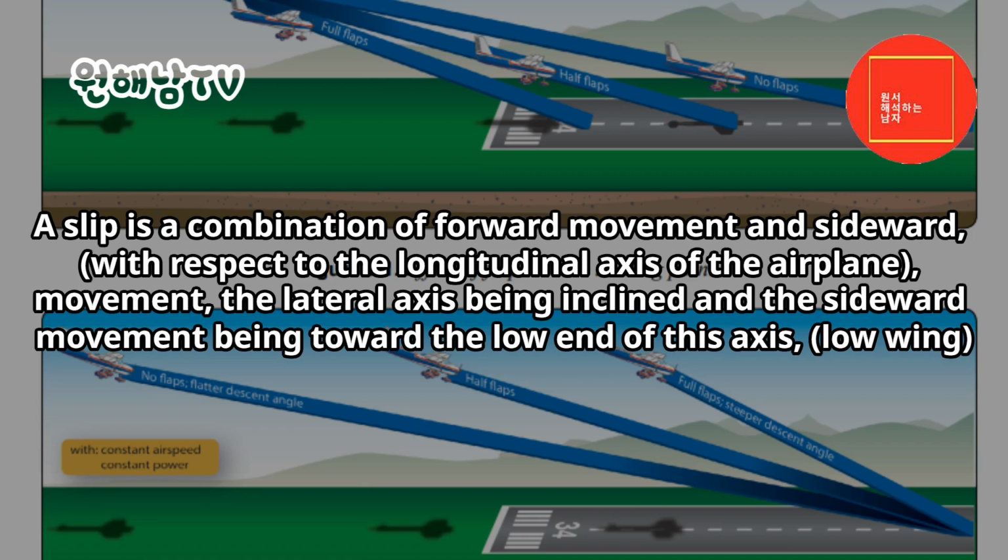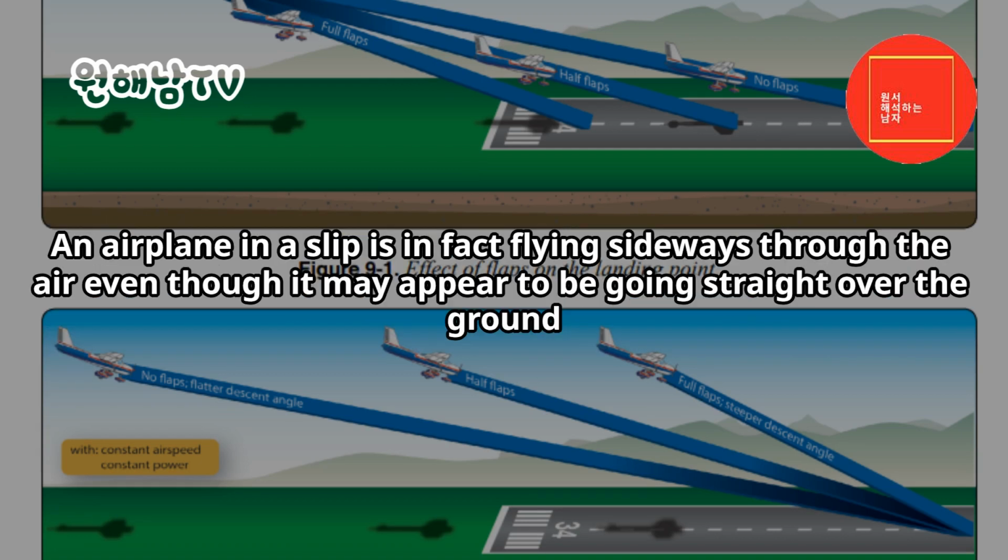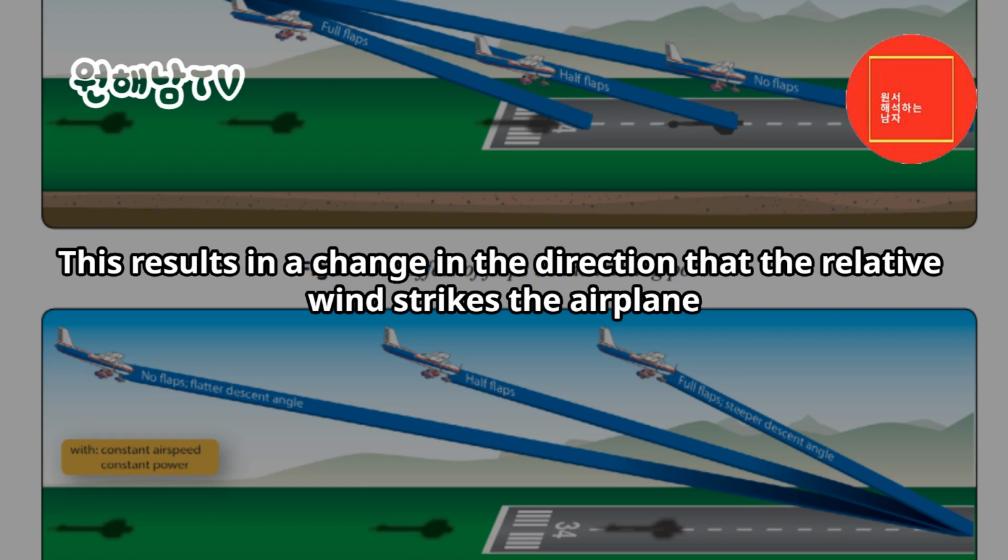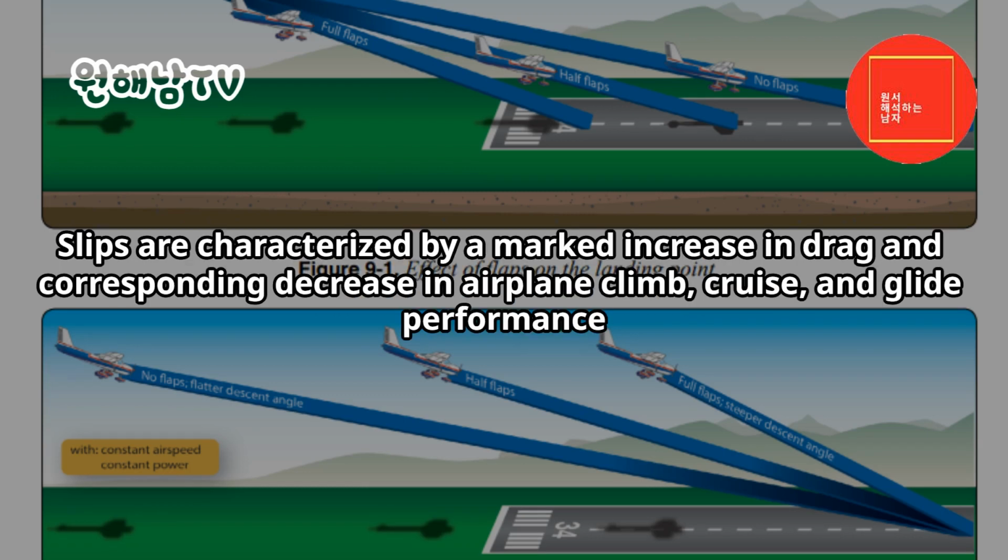A slip is a combination of forward movement and sideward, with respect to the longitudinal axis of the airplane, movement, the lateral axis being inclined and the sideward movement being toward the low end of this axis, low wing. An airplane in a slip is in fact flying sideways through the air even though it may appear to be going straight over the ground. This results in a change in the direction that the relative wind strikes the airplane. Slips are characterized by a marked increase in drag and corresponding decrease in airplane climb, cruise, and glide performance.